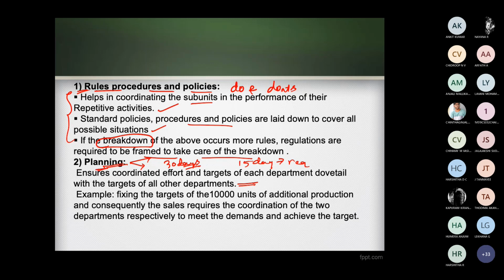That is what planning is. You have to plan in such a way that you make them work in the organization. To do that, planning is necessary. For planning, rules and procedures are important. Like that, each and every thing is interrelated with each other. Look here, fixing the targets of 10,000 units of additional production, and consequently the sales, requires the coordination of two departments respectively to meet the demand and achieve the target. Like that, you have to fix certain targets for each and every unit and tell them that within this amount of time I have to get this many units of production so that I can sell these to the outside world. You have to plan in such a way that all of this goes well. Okay, that is the second one.